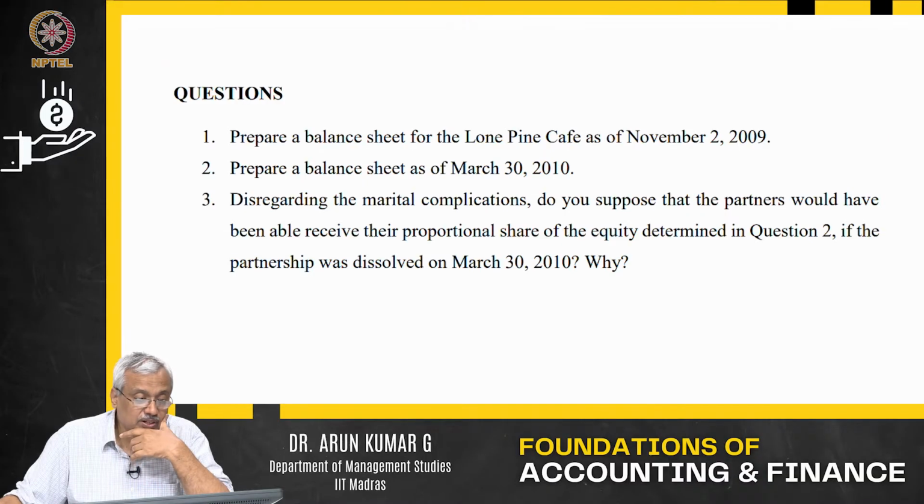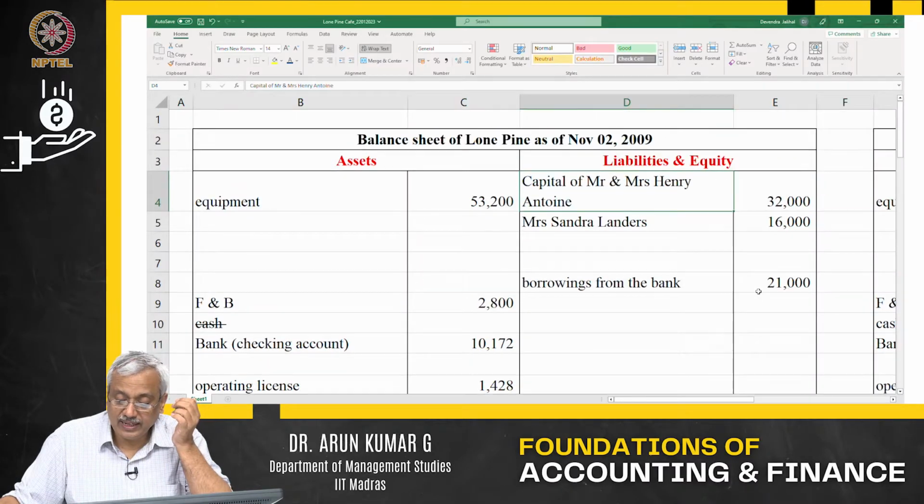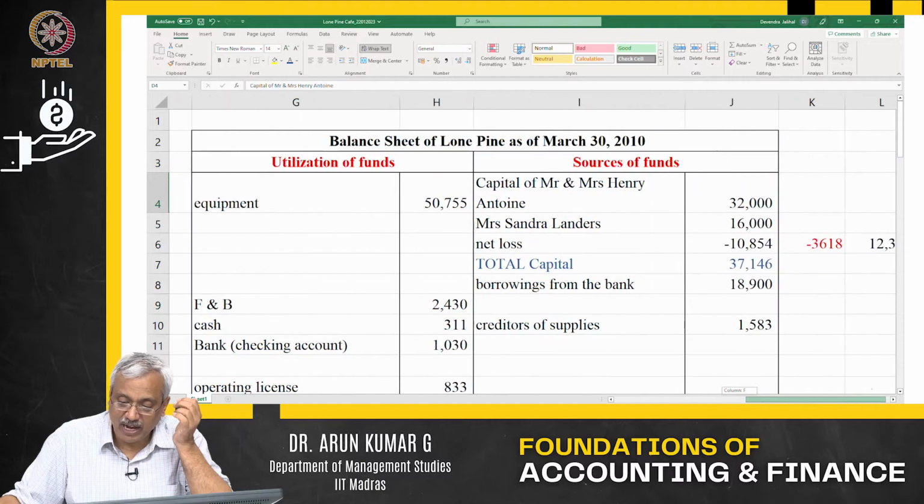Now, I would suggest you go to the Net Loan Pen Cafe B part of it. What you see on the screen is Loan Pen Cafe B. So, what are we doing? In the earlier case, we saw that the entity has made a loss.